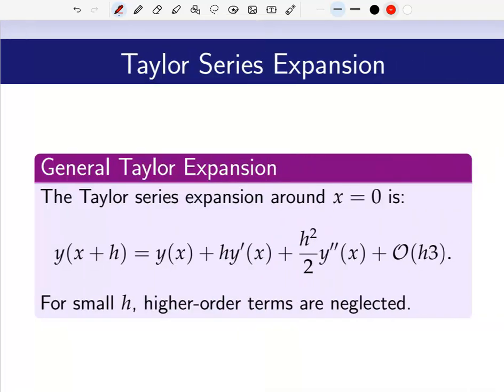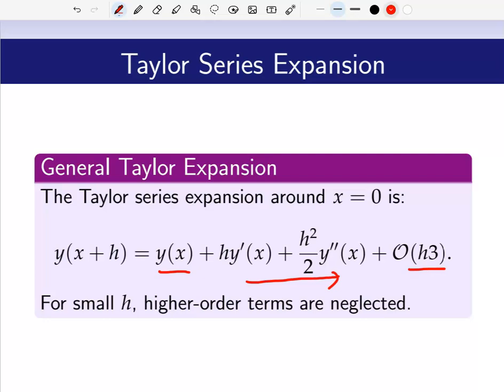So now here is the general Taylor series expansion. At x, the Taylor series expansion is y(x + h) = y(x) + h y'(x) + h²/2 y''(x) + higher order terms. For small h, higher order terms are neglected. So we have to take up to the second order term and find what will be y at x = 0.2.